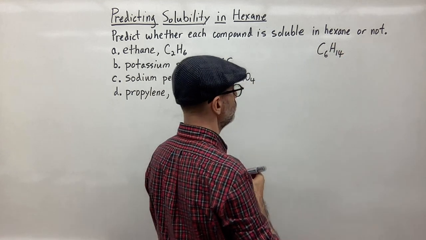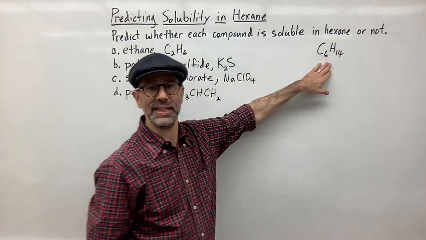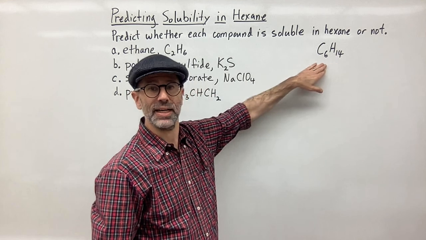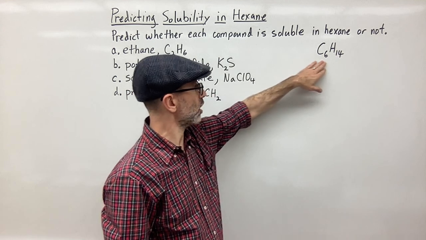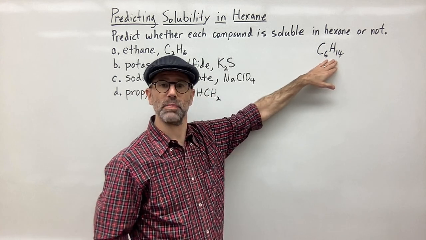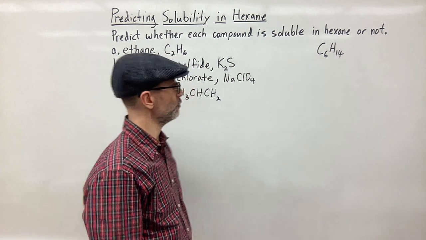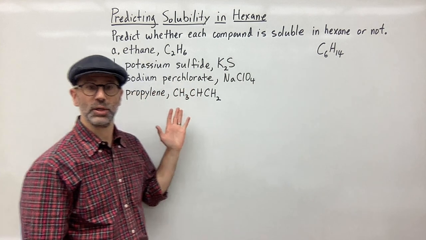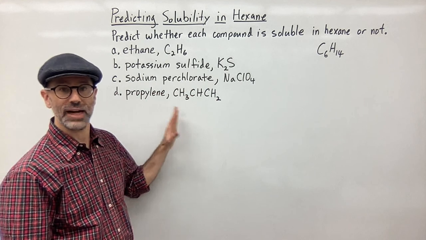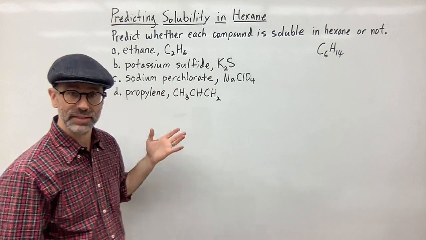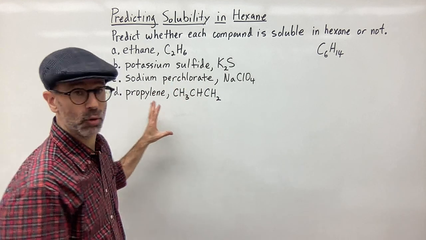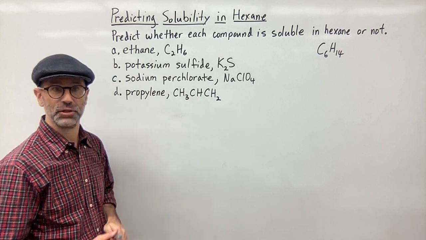C6H14. As you can see, C6H14 is a nonpolar substance because it's just made up of carbon and hydrogen. And so we're going to predict what is soluble or not soluble in hexane based on polarity or non-polarity in this case.